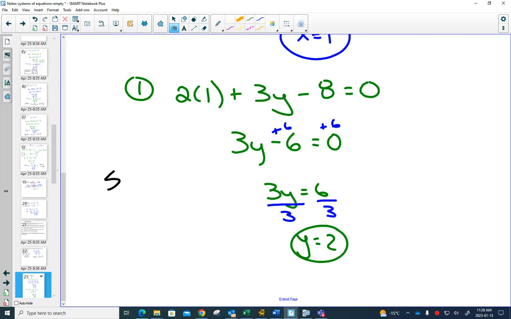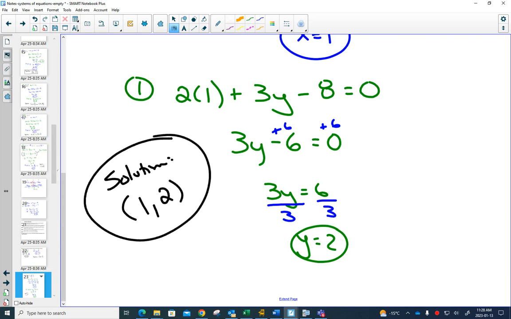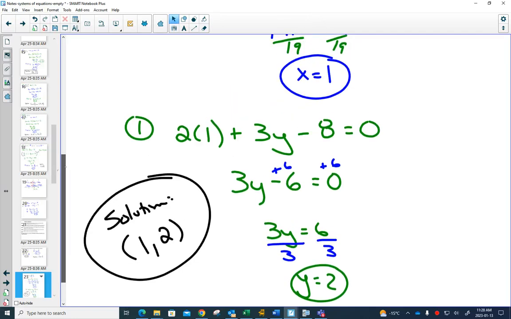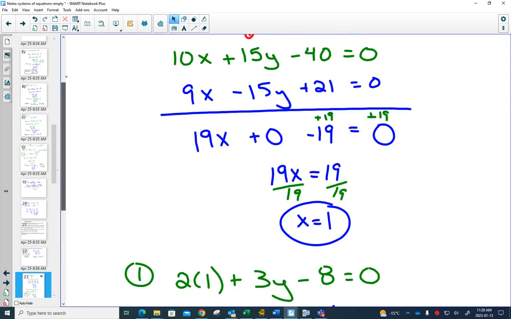I can now write my solution as a point. The x coordinate was 1, the y coordinate was 2. There's my solution. Once I have a solution, I can go back to both my original equations and check it. Can I scroll up or not yet? Yes. Everybody ready for me to scroll up? So solution is 1, 2.